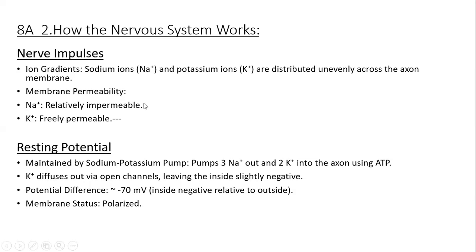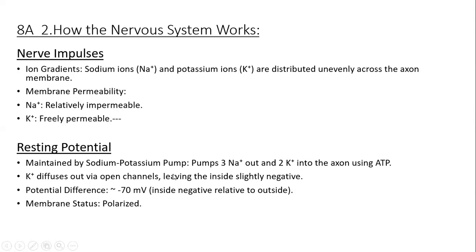Sodium plus is relatively impermeable. That means, when compared to potassium, it is somewhat impermeable. Its transmission is somewhat slower than potassium, its crossing is slower. But potassium is freely permeable. It can move across the axon's membrane. So that is the permeability, how easily these ions can cross the membrane.